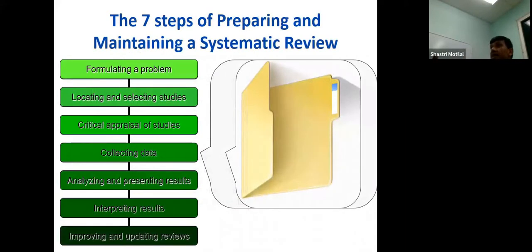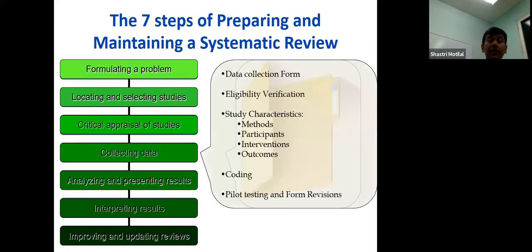The next step, once you identify your studies, like in the one that I did where we identified about 60 studies, is that we have to collect data from all these studies. So we have to abstract data from all these studies.